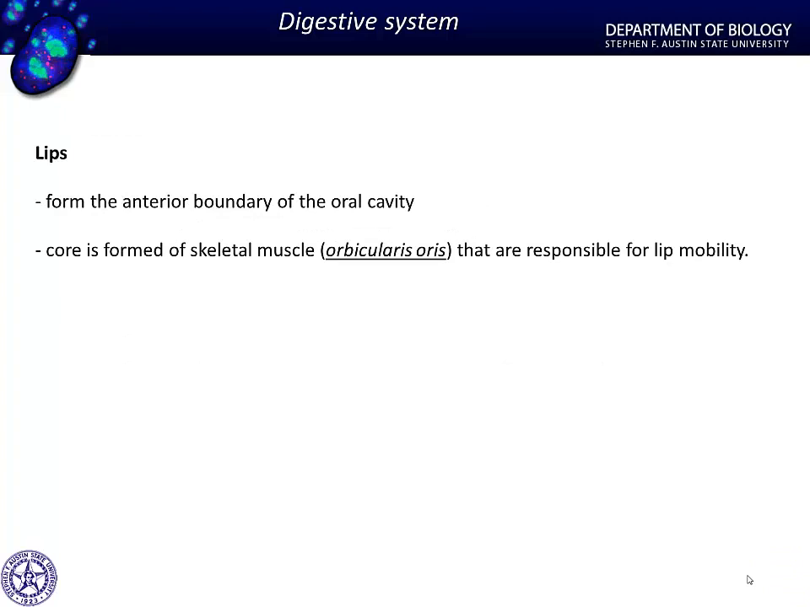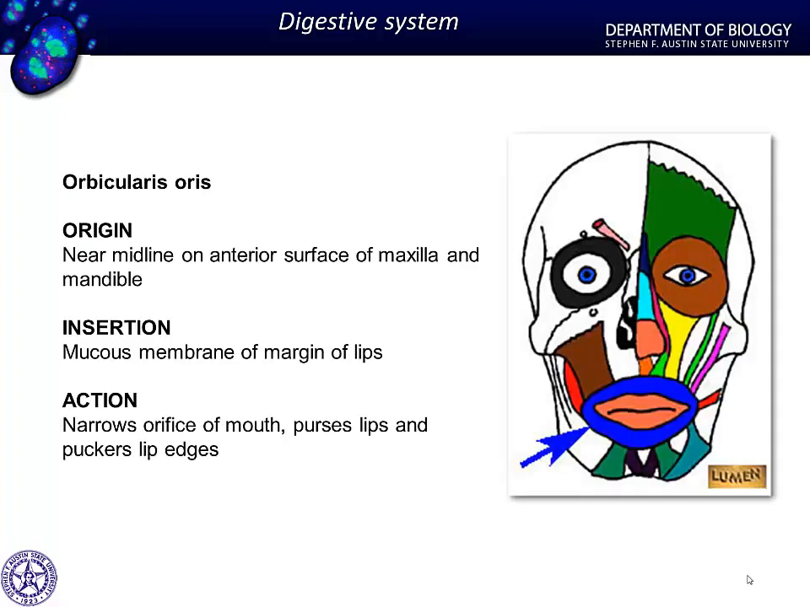Now, prior to getting into the oral cavity, if we're starting with the outside of the body, we have to pass this anterior boundary, this sort of guardian or gate of the oral cavity, and these are our lips. And our lips are really defined because of a skeletal muscle that completely encircles the oral cavity, and this muscle is called the orbicularis oris.